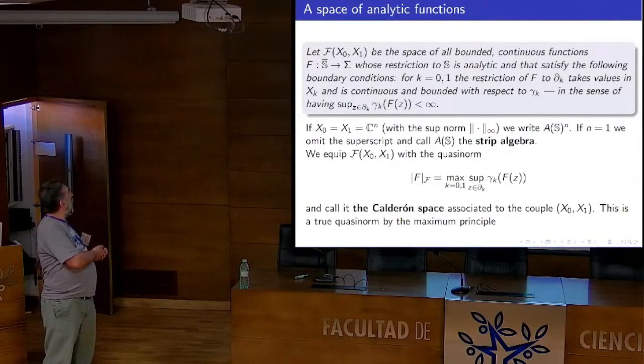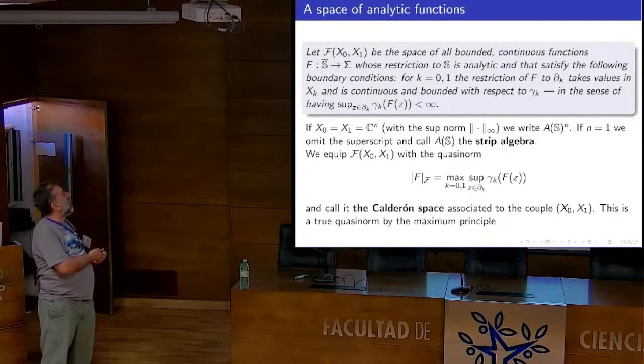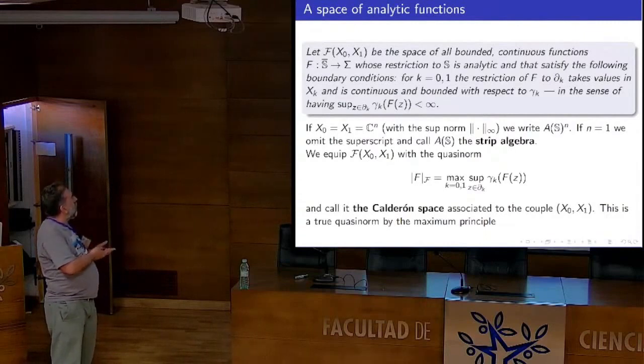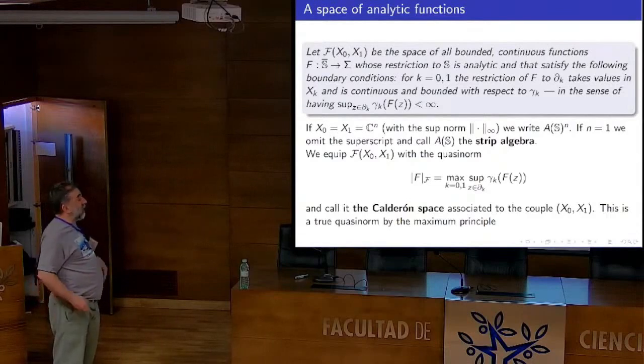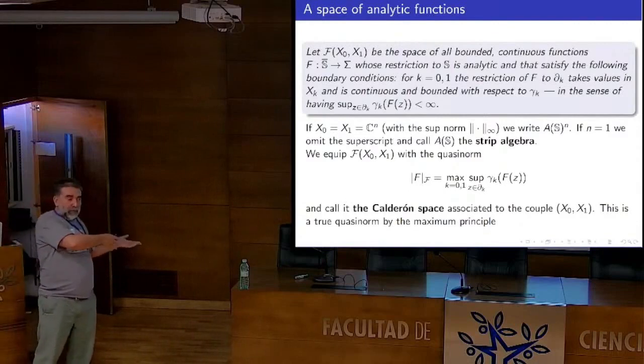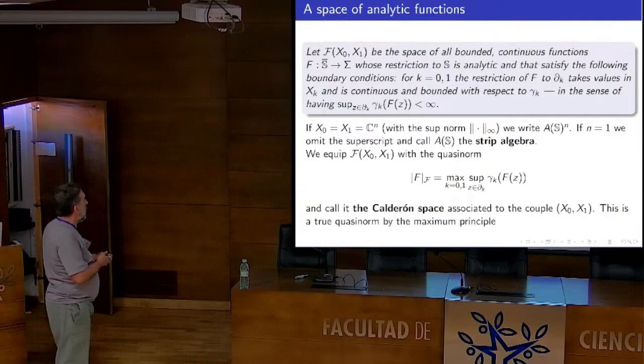And the point is that on each border, the function has to be bounded with respect to the corresponding quasi-norm. Not in the sense of a bounded homomorphism, but in the sense of having a finite supremum. Okay? In the simplified version, you might think that everybody is C^n. And if we put here the sup norm, then this space is just the product of n copies of the strip algebra, which is the disk algebra, but for the strip. Okay, so it's the same kind of object.